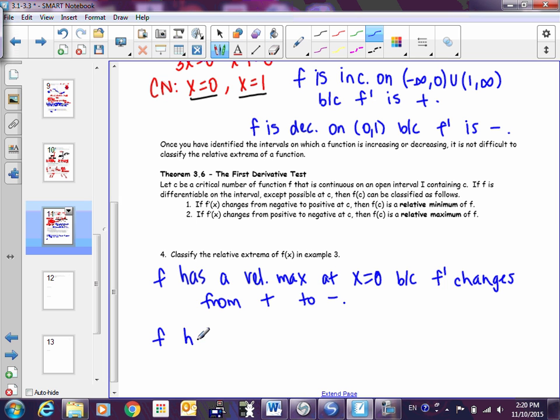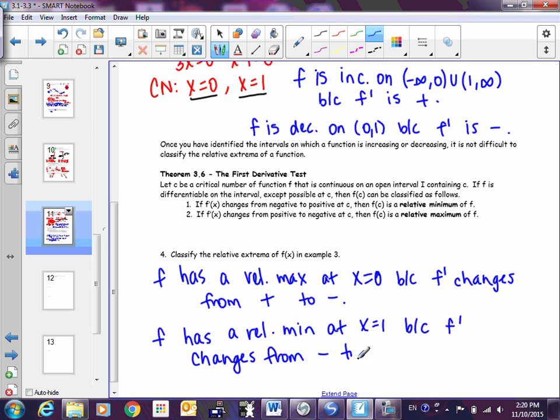So what would the corresponding relative min statement be? F has a relative min at x equals 1 because f prime changes from negative to positive. So notice that for increasing, decreasing, relative max, and relative min, all of those because statements started with f prime and had to do with positives and negatives.